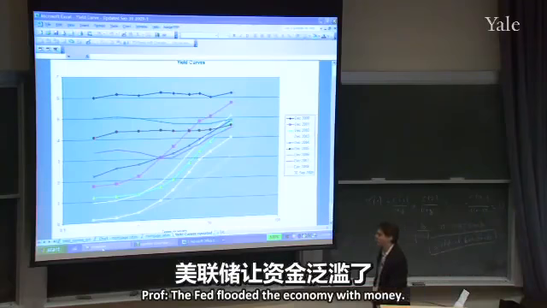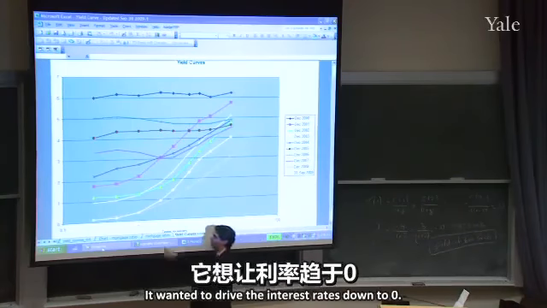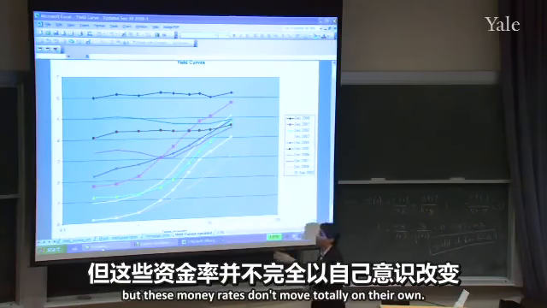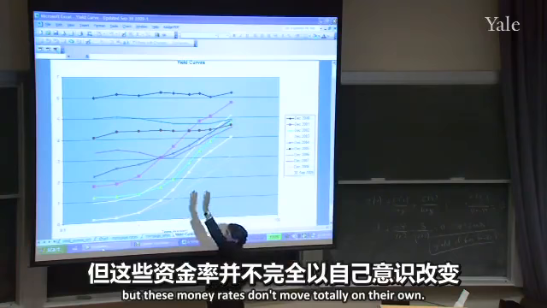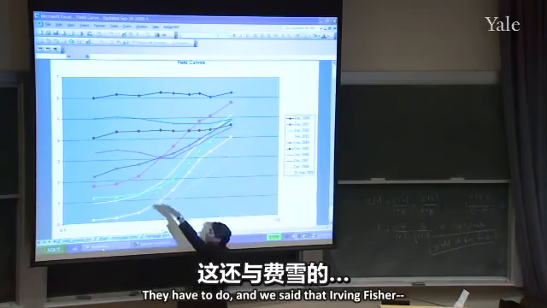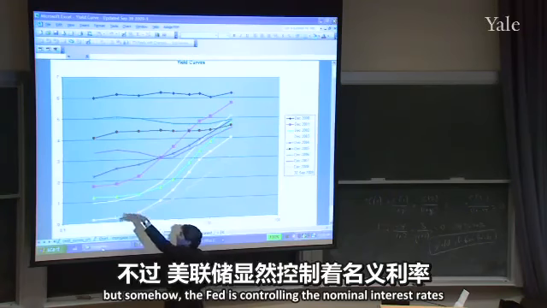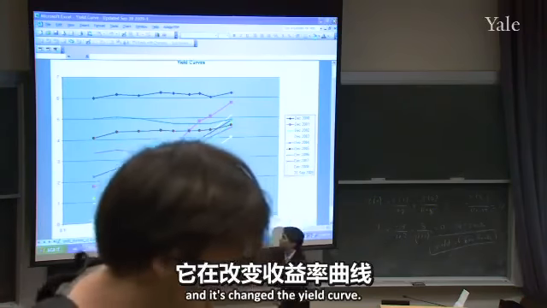The Fed flooded the economy with money. It wanted to drive the interest rates down to zero. So we're going to see very soon why the Fed might have wanted to do that. But these money rates don't move totally on their own. We said that Irving Fisher, we haven't described Irving Fisher's theory of money and nominal interest rates, but somehow the Fed is controlling the nominal interest rates, and it's changed the yield curve.